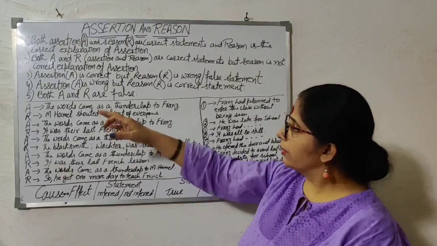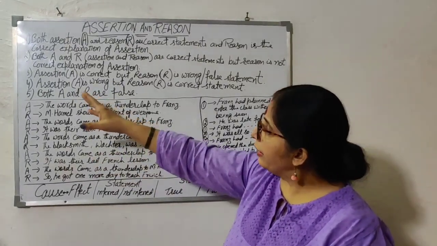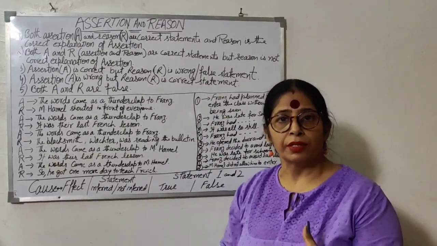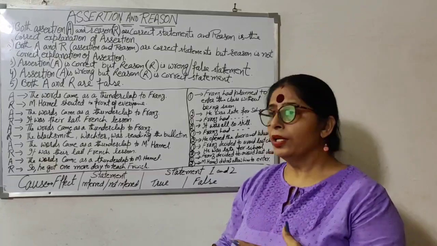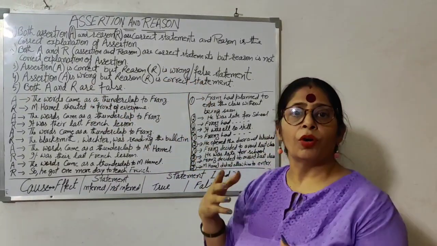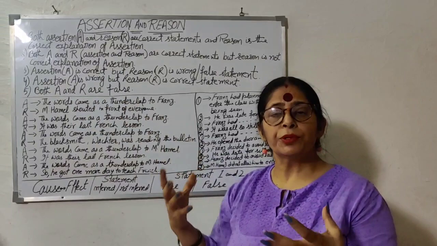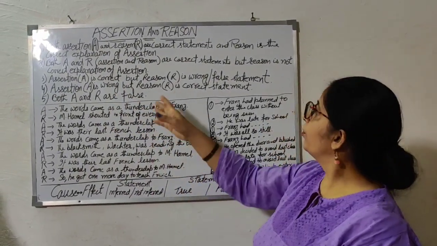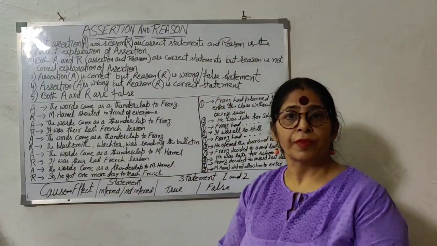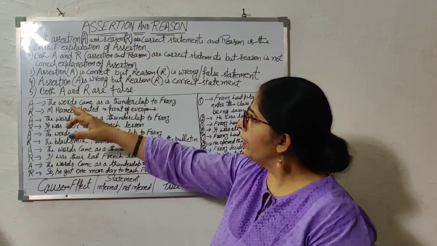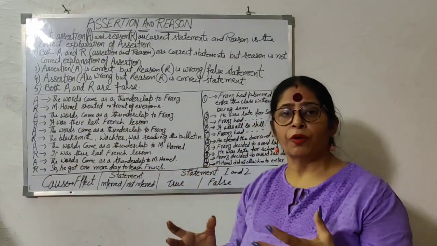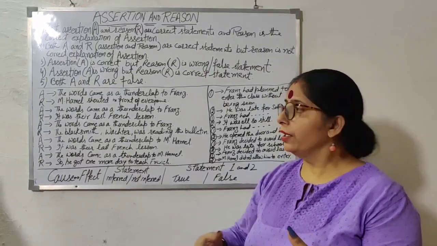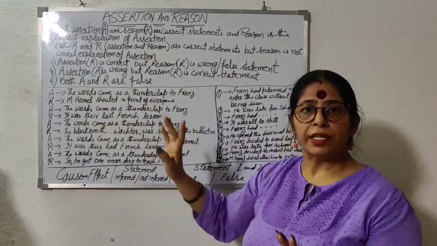In some combinations, the assertion A is correct, but the reason is a wrong or false statement. Independently, one is correct and another is wrong. Then the fourth option could be where assertion A is wrong, but reason is a correct statement. And one more option we can have is where both A and R are false. Assertion is wrong, reason is also wrong. Okay, so now we will see this with example sentences.